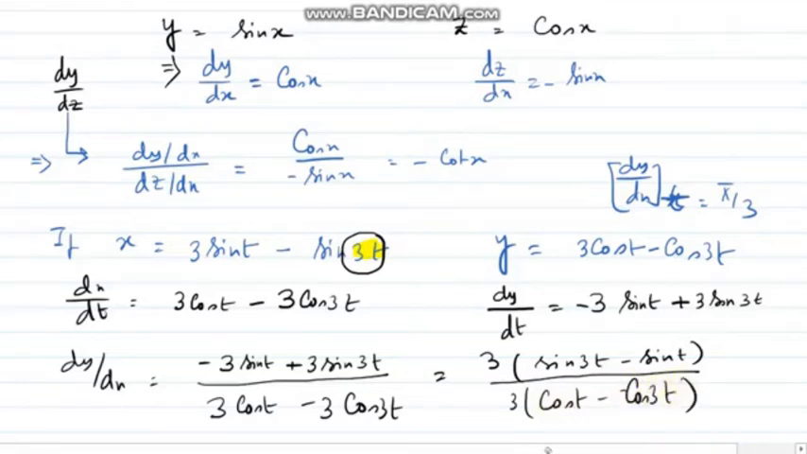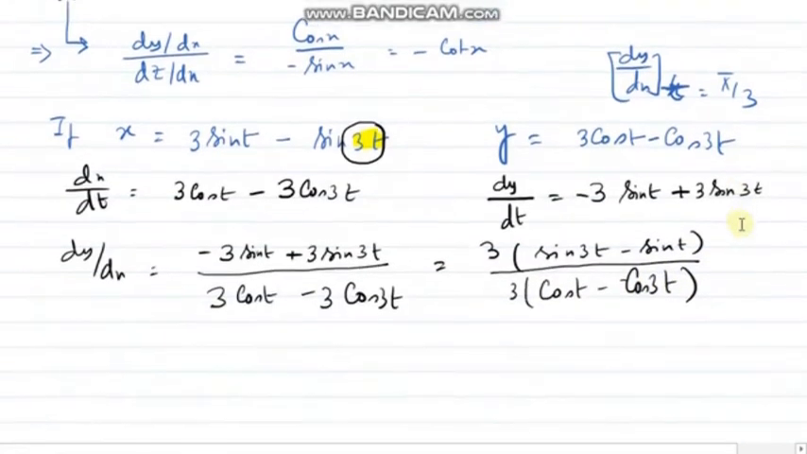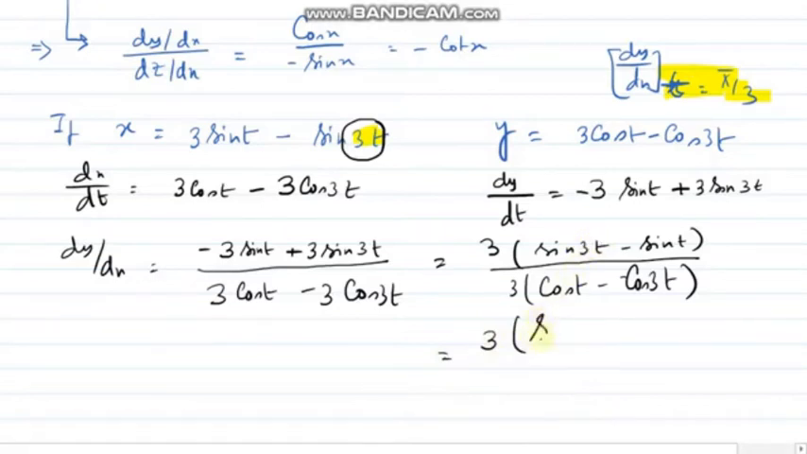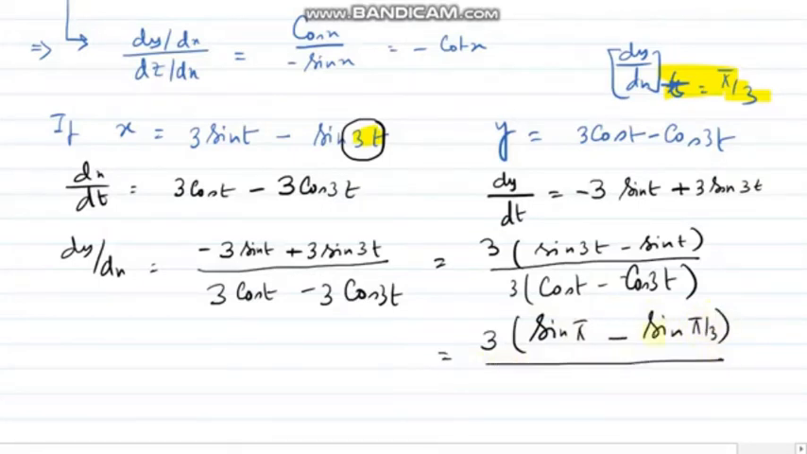So now we have to calculate this for t equals pi by 3. It's given that for t equals pi by 3 we need to calculate. So I'll put t equals pi by 3, right? So if I put t equals pi by 3, it will be sin 3t, so it will be sin pi minus sin pi by 3, divided by cos pi by 3 minus cos pi.